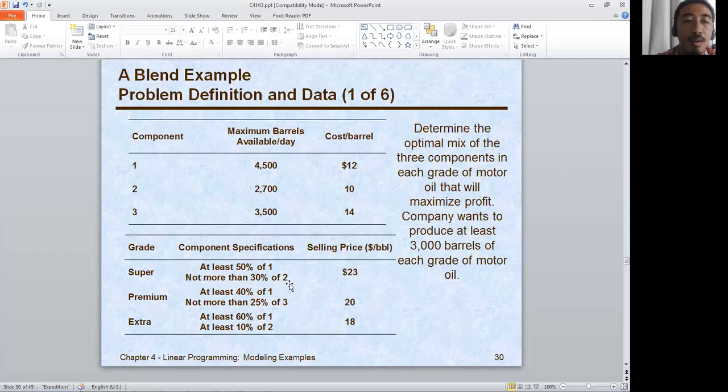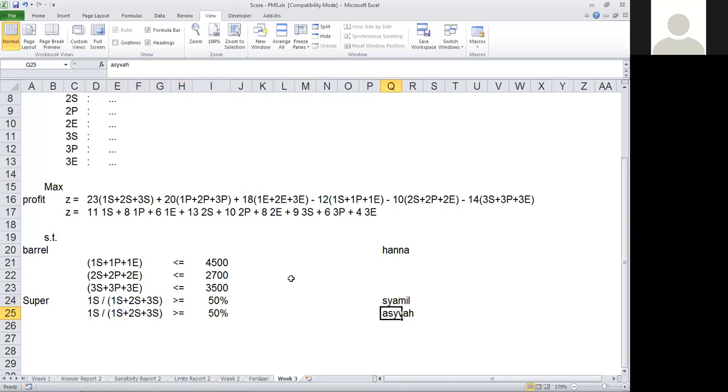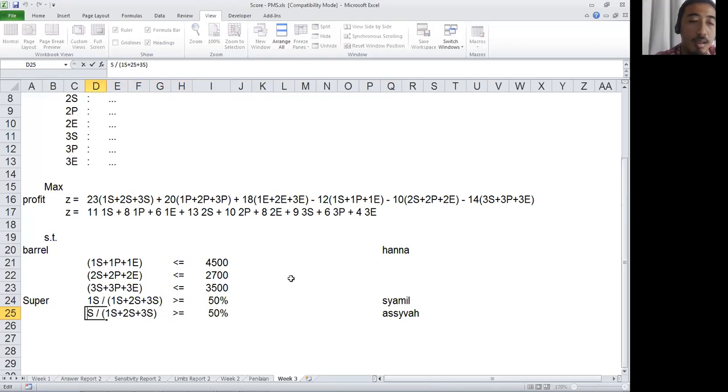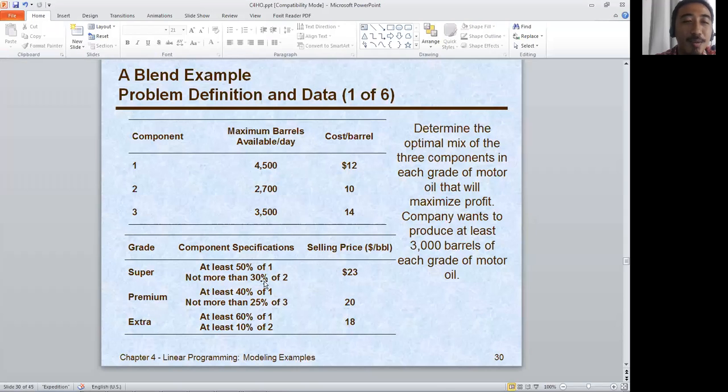Who wants to try? Not more than 30% of 2. Any other? I want to try, Mister. Asifah. Okay, Asifah. Premium, so 2p per 2p, plus 1p plus 2p plus 3p, greater than or equal to 50%. Huh? I mean the second one. Oh, still in the super. Wait, I'll wait for you. Not more than.